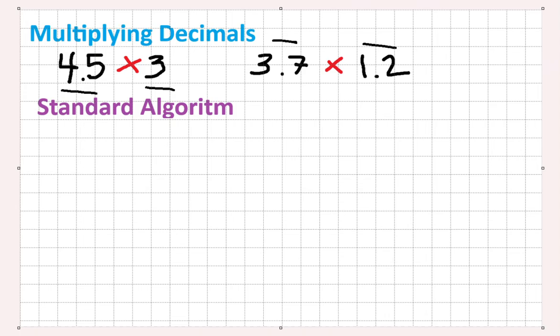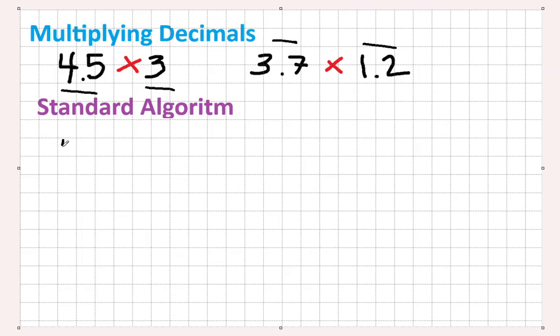Archie's math class again. So today in our math class we're going to practice how to multiply decimals, and we're going to have two cases: multiplying a decimal number by a whole number and multiplying a decimal number by another decimal number. So to do multiplication of decimals requires the standard algorithm.